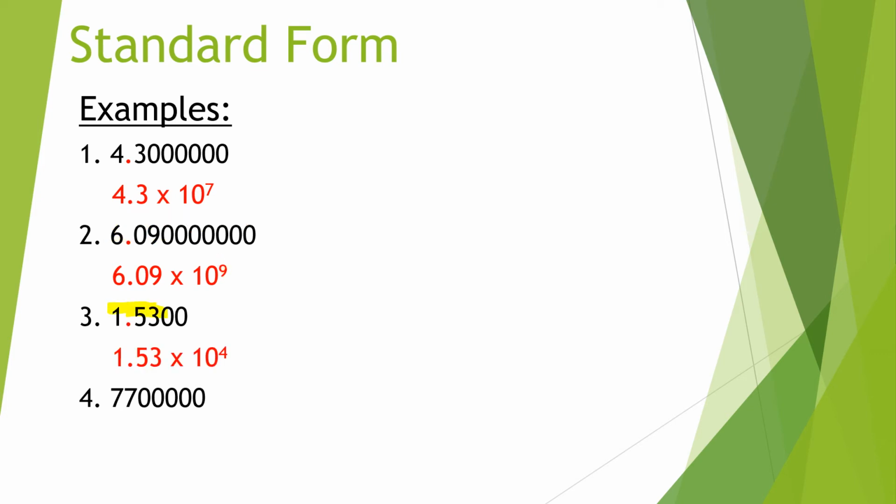So 1.53 is now a number between 1 and 10, and we're going to go 1, 2, 3, 4 decimal places, giving us 1.53 times 10 to the 4.